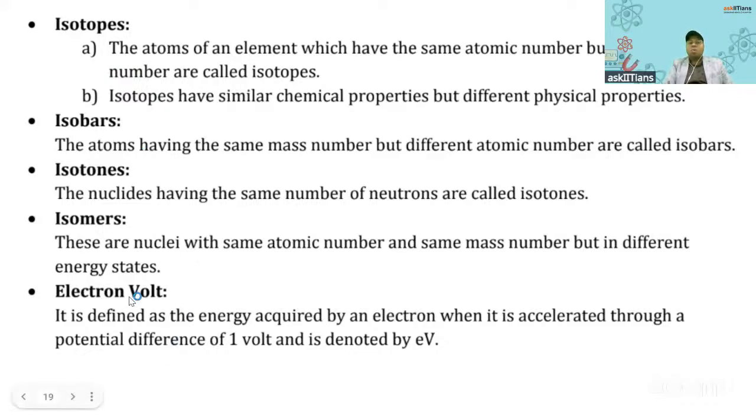What is electron volt? You already know electron volt is the energy acquired by an electron when it is accelerated through a potential difference of 1 volt. Just we studied it. If an electron gets accelerated through a potential difference, it acquires kinetic energy. If it is accelerated through 1 volt, the energy it acquires is known as 1 electron volt.